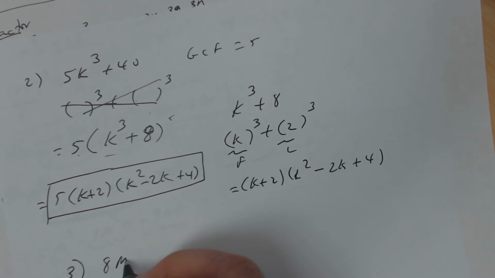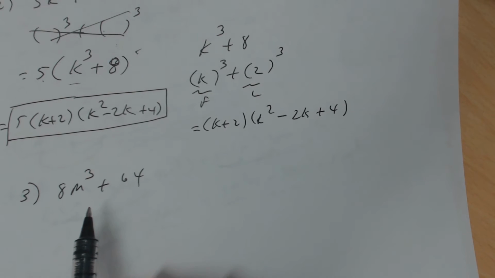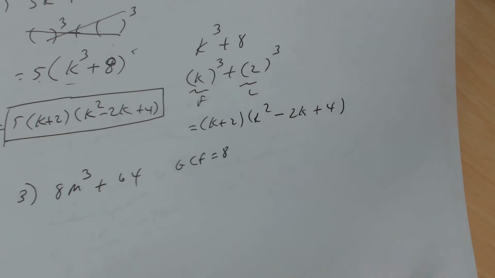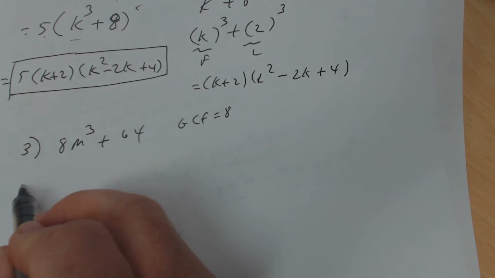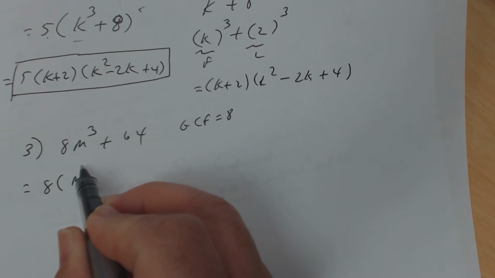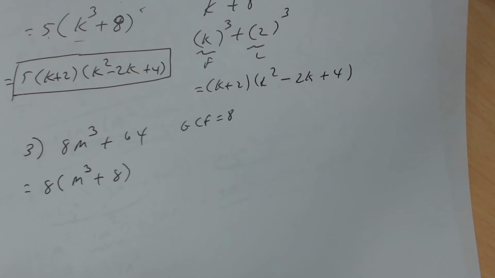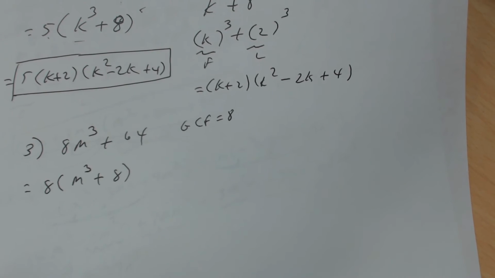Suppose I had 8m cubed plus 64. All right, so always look for GCF first. So GCF here is 8. All right, so I can factor out an 8. So I'm going to get 8 times m cubed plus 8, because 8 times 8 is 64. So 8 times m cubed is 8m cubed. 8 times 8 is 64.